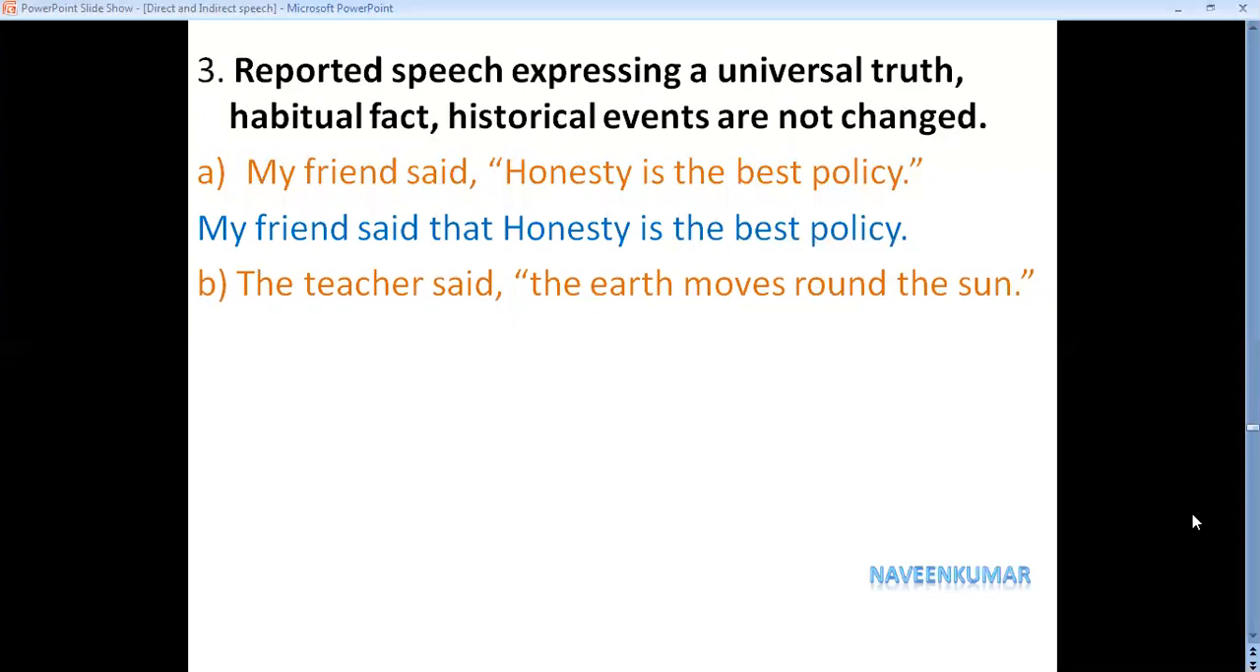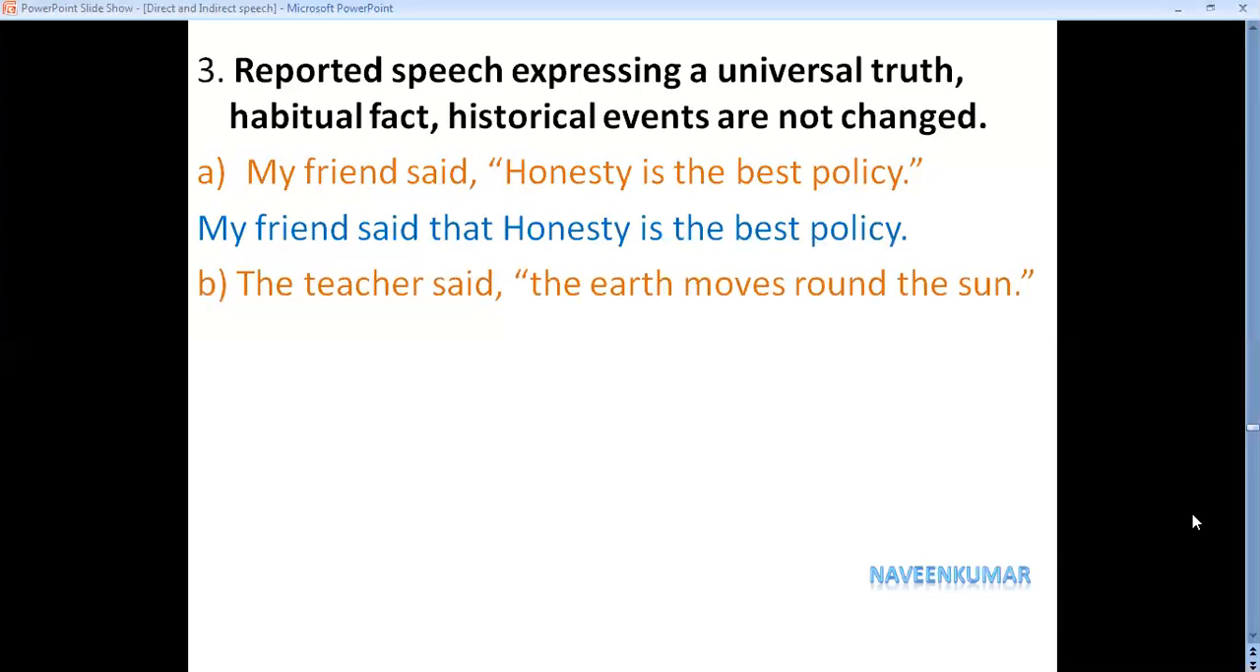You should be very careful while changing direct speech into indirect speech. There are these rules that you have to follow. First, make sure whether it's a universal truth or a historical event or a habit. Then make sure whether the reporting verb is in present tense, future tense, or past tense. Then go on changing.